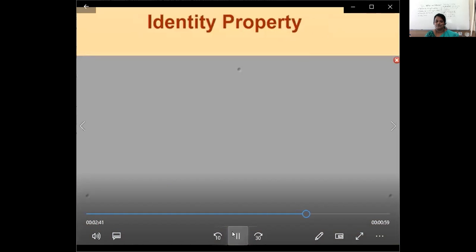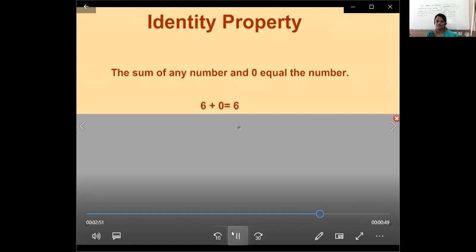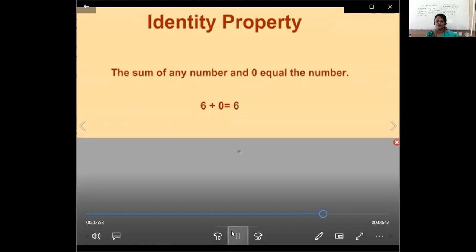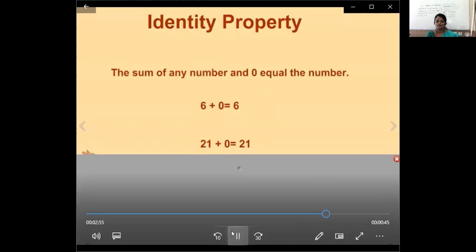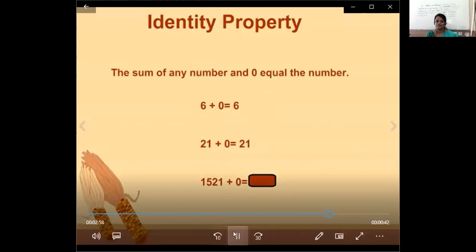The last property is the identity property of addition. In this property, it says the sum of any number and 0 equals the number. For example, 6 plus 0 equals 6. 21 plus 0 equals 21. So if I had 1,521 plus 0, what would my answer be? 1,521 is correct.